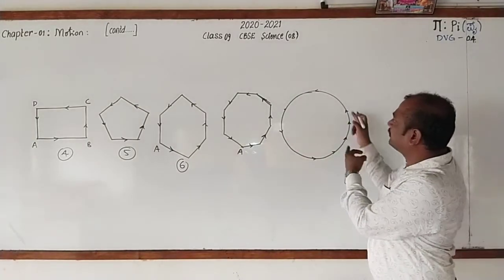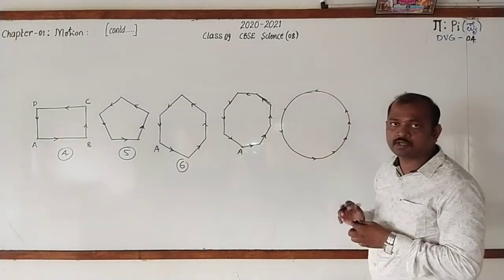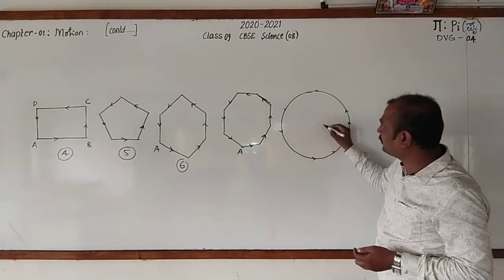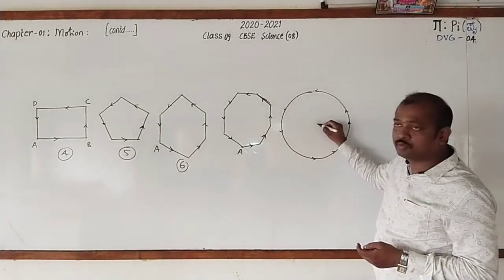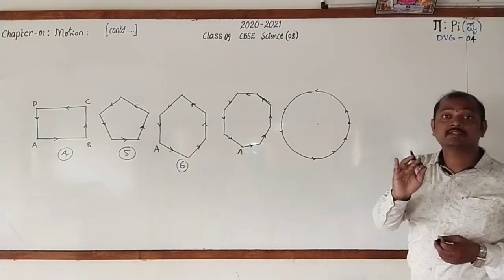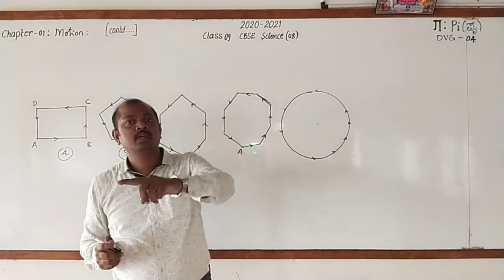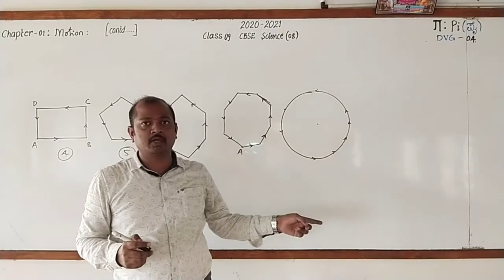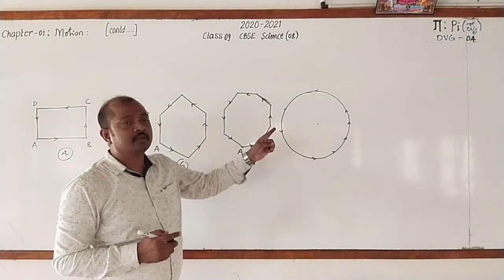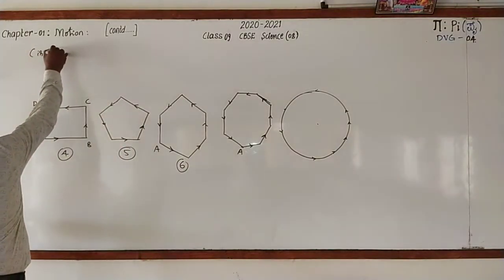Then can we say that the body is moving in a circular path? Yes, circular is nothing but a curved path. So when a body moves along a curved path around a fixed point, then we can say its motion is circular motion. Understood? When a body moves along a curved path around a fixed point, it is called circular motion. Now we will get more information about circular motion.